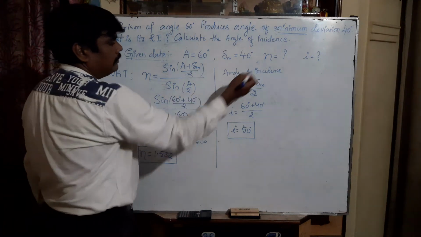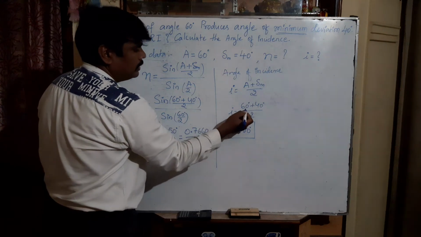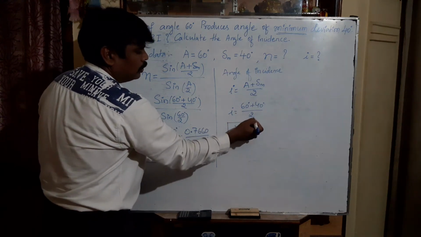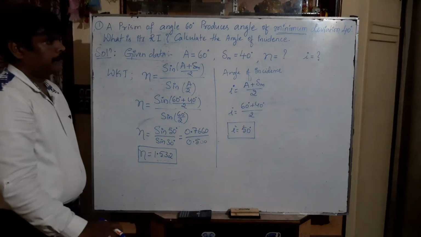Next, to find the angle of incidence, i is equal to (A plus delta m) by 2 is the formula. It will become 60 plus 40 whole divided by 2. Finally, the angle of incidence is 50 degree.